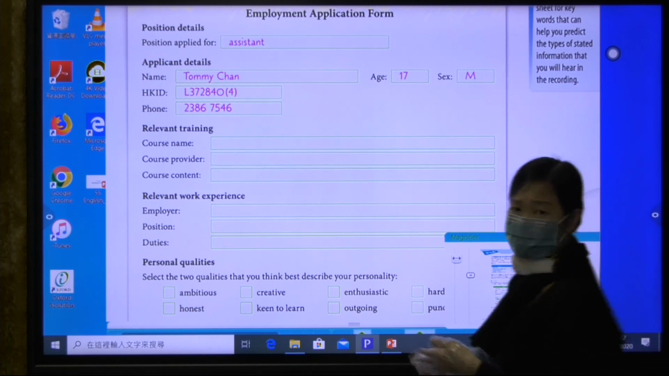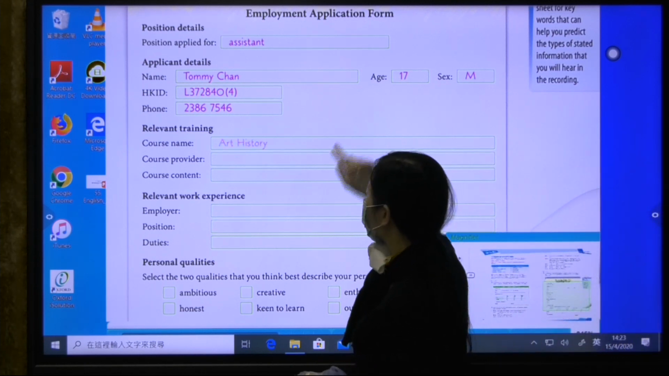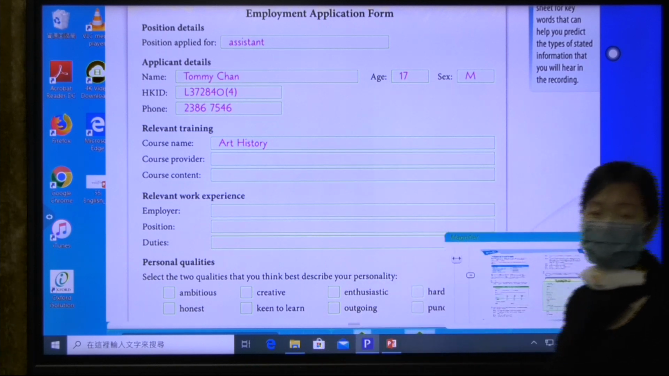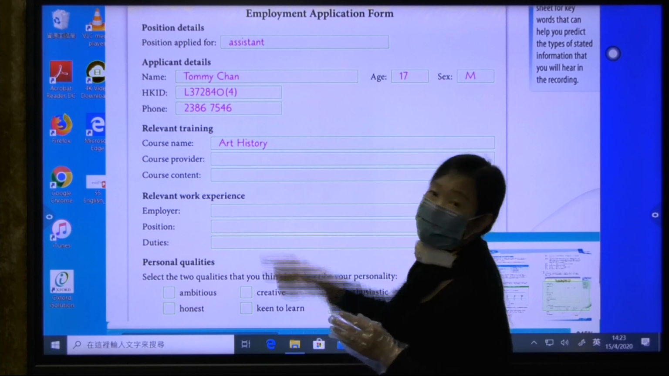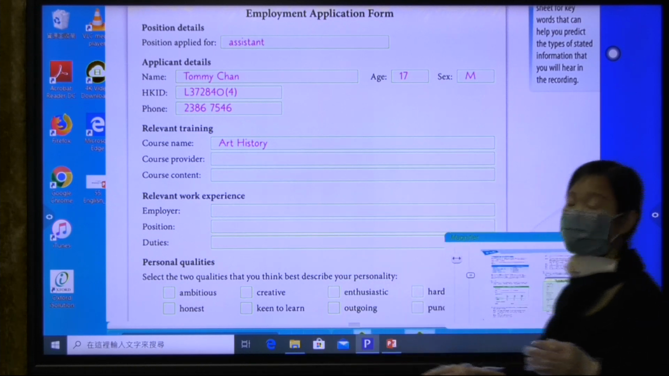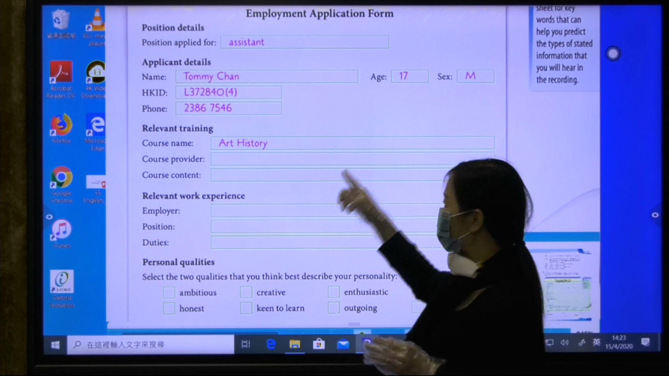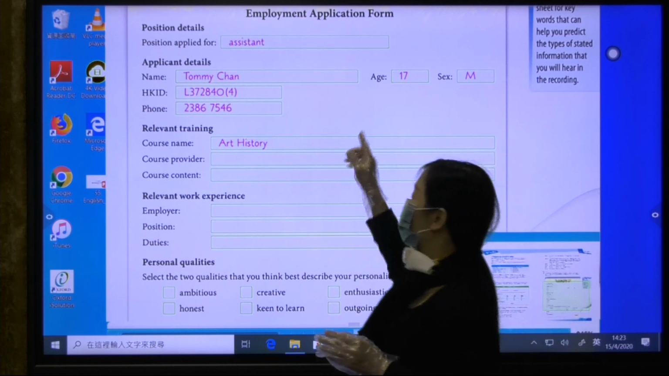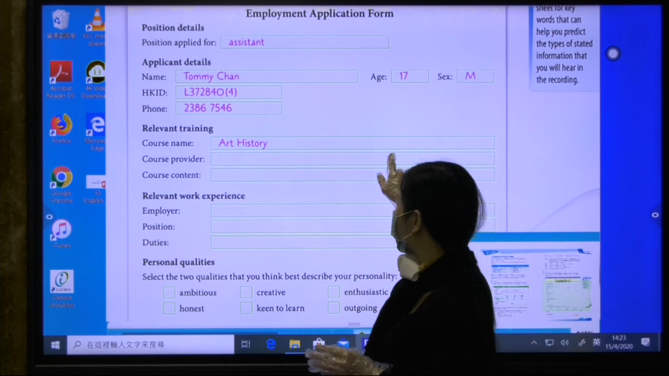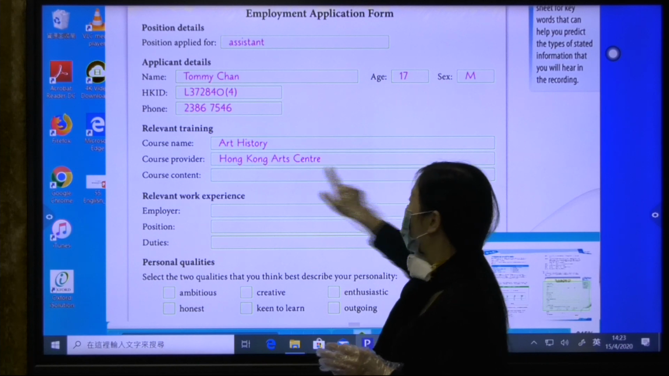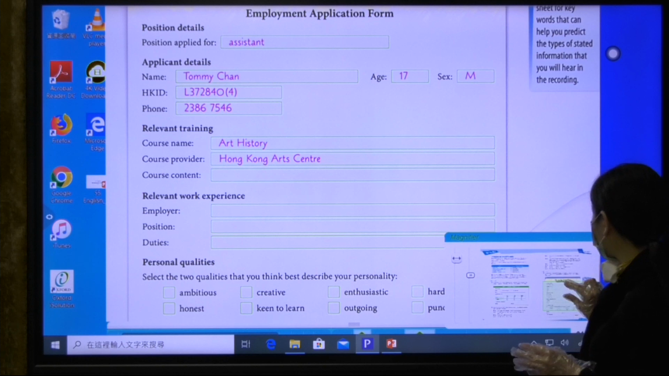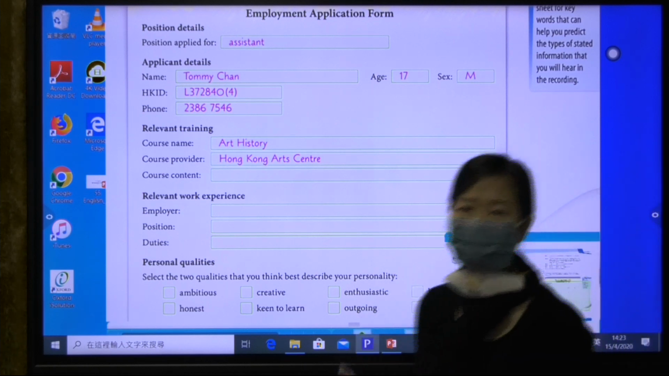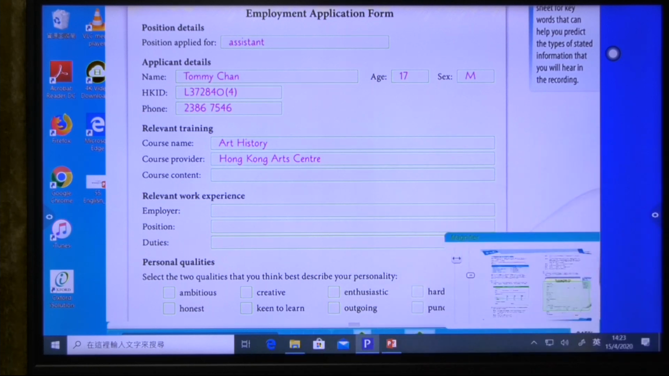And what about the relevant training? What kind of training? It's some sort of art training. Did you hear anything that is art history? Art history. Right. And the course provider, Hong Kong Arts Center. Maybe I'll make it bigger. Okay.